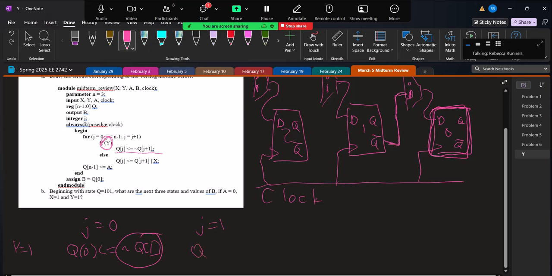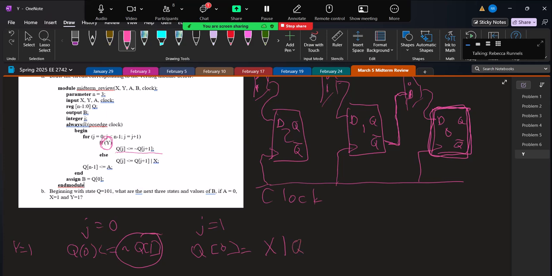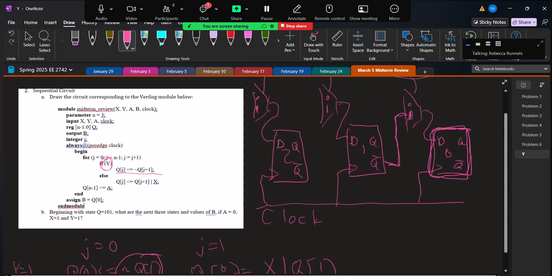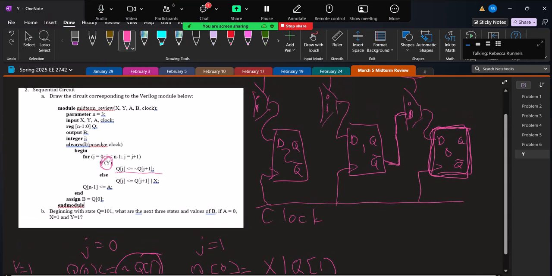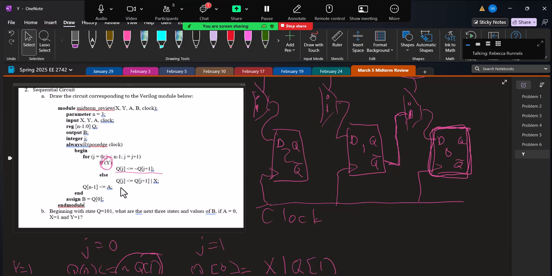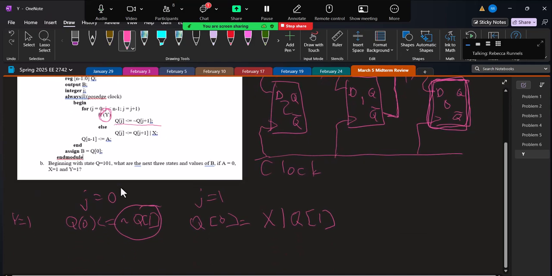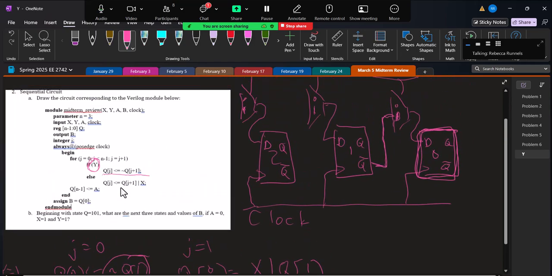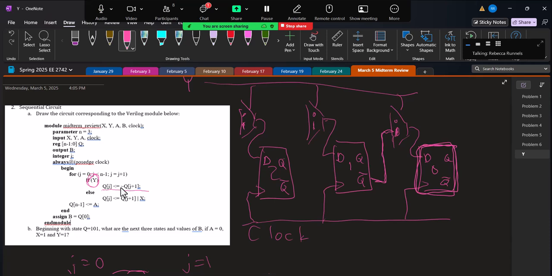Else, q0 equals the OR of x and q of 1. If that was the input into the 1 input of the multiplexer, what is the else going to be the input into? The 0. So we need to say that what's going into the 0 of the multiplexer has to be the OR of x and q of 1. So I'll have an OR right here.